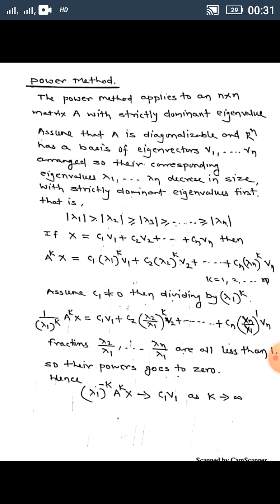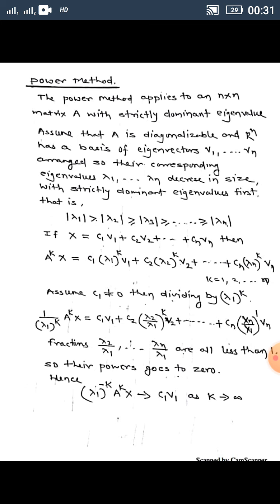But what is Ax? Ax is lambda x. Okay, we know that. So for the first vector, lambda 1, its power becomes lambda 1 raised to k v1. For the second, lambda 2 raised to k, and so on for the last term lambda n raised to k, because we know that Ax is equal to lambda x.